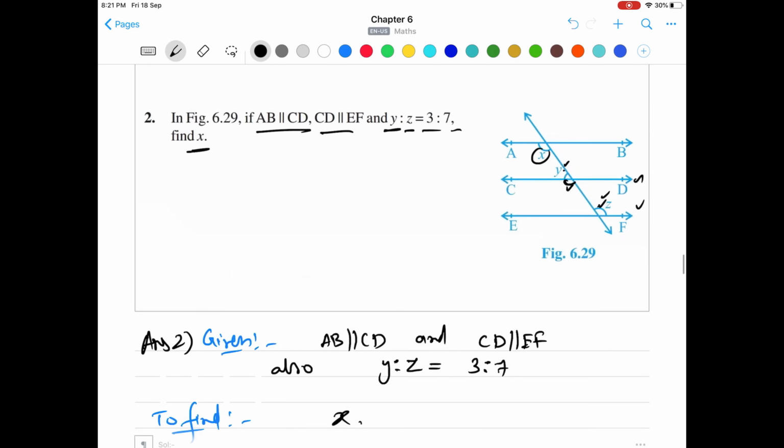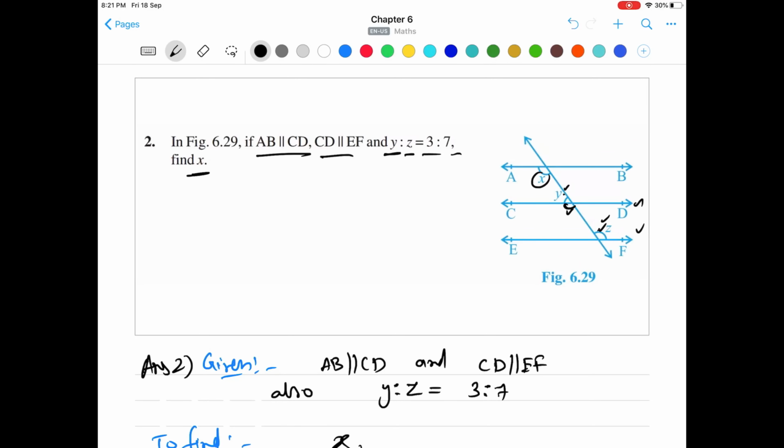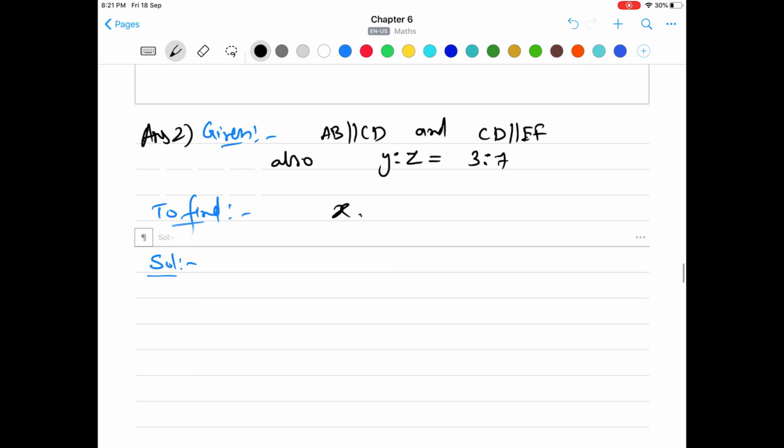So let's give this figure names, this ray as P, Q, and the points as R, S, and T. Okay, the transversal is named PQ, and the points are R, S, T, where it is intersecting the three given lines. Okay, so let's start. Since CD is parallel to EF and PQ is a transversal.